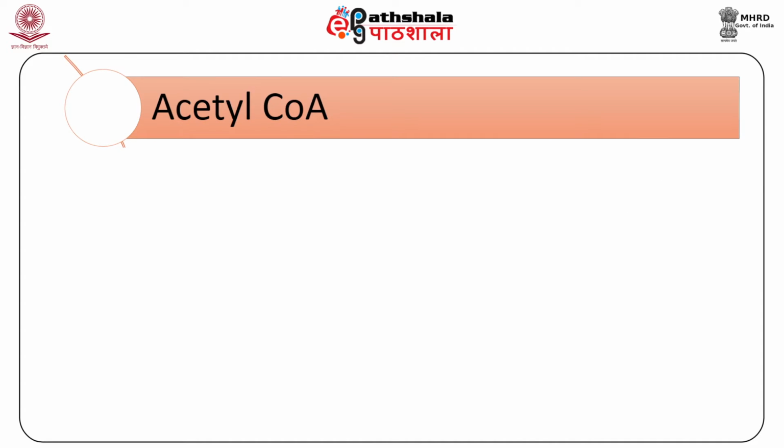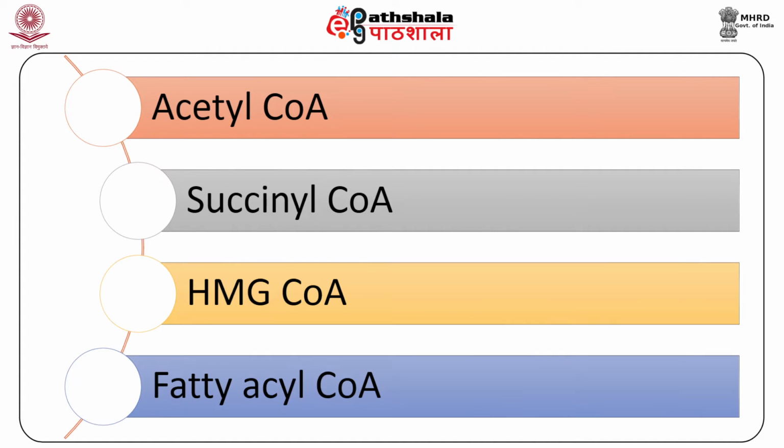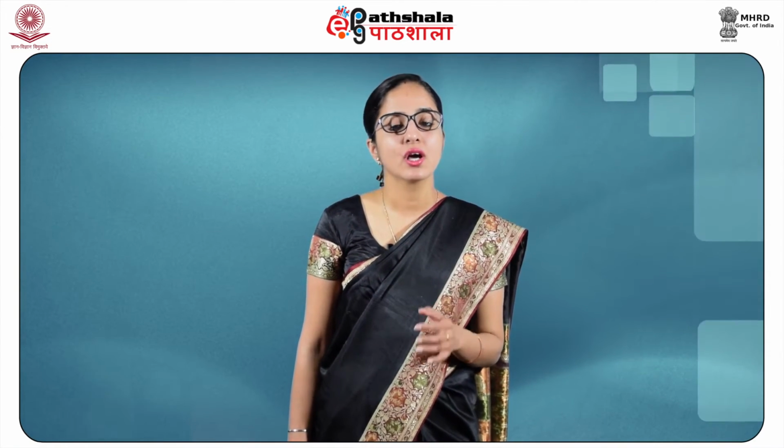Coenzyme A reacts with many compounds to form important derivatives such as acetyl CoA, succinyl CoA, HMG CoA and fatty acyl CoA. Acetyl coenzyme A and succinyl coenzyme A are important intermediates at the crossroads of many metabolic pathways. Acyl CoA is formed as an intermediate both in fatty acid biosynthesis as well as oxidation reactions. HMG coenzyme A is an important intermediate involved in ketogenesis as well as cholesterol biosynthesis.